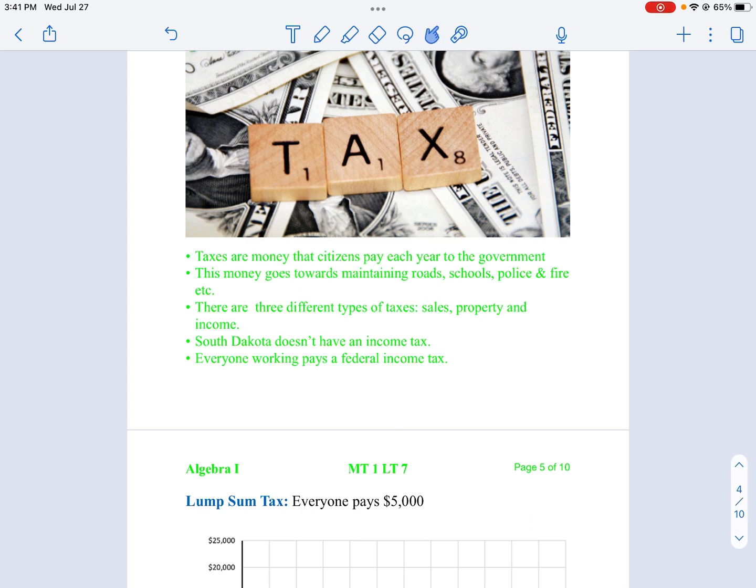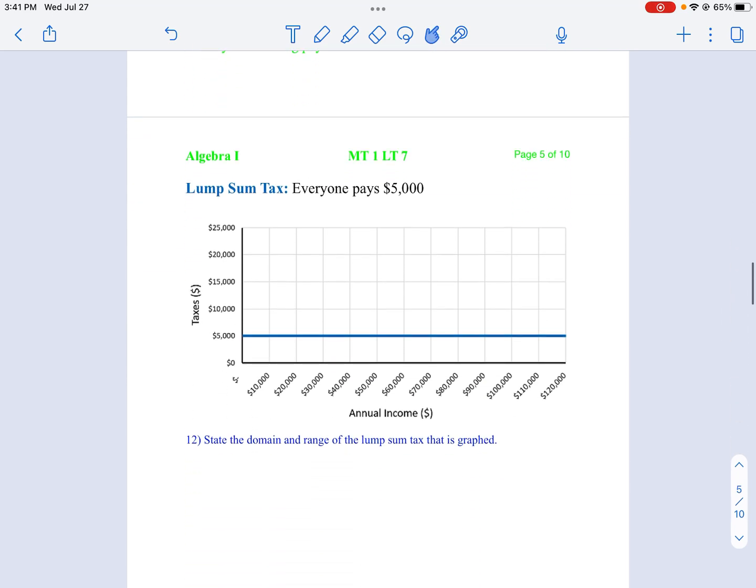Now, if we take a look here at our lump sum, this is where everybody pays $5,000 no matter what. Doesn't matter how much you make, you're going to pay the first $5,000. So I want to state the domain and range that's graphed here. So my domain are my x's, remember.